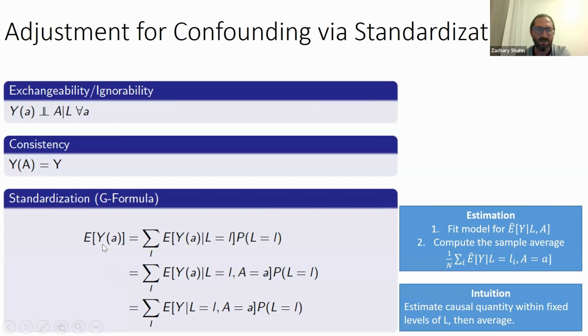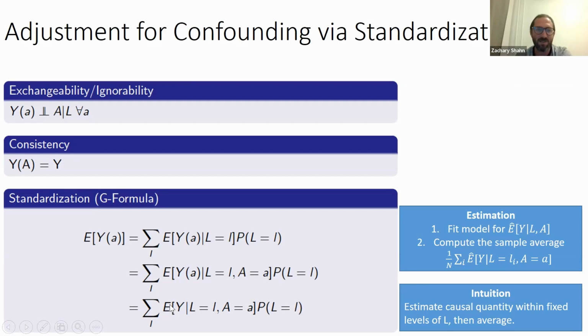that the mean of the potential outcome is equal to the sum over values of the covariates of the expected value of Y, the observed outcome, given the covariates and the treatment, times the probability that the covariates are equal to that value. So it's the sum over values of the covariates of the conditional expectation of the outcome, given that the covariates equal that value and that treatment is equal to the treatment level of interest, times the probability that the covariates are equal to that value.